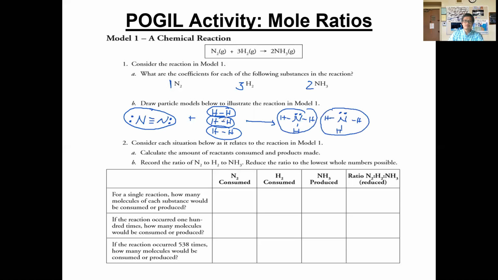So these bonds have to break, and I like drawing the Lewis structure. You can actually see the bonds that break. This 1 triple bond has to break. These 3 single bonds have to break to form these 3 single bonds and these 3 single bonds. Okay. All right. Let's go ahead then. Let's take a look at number 2.